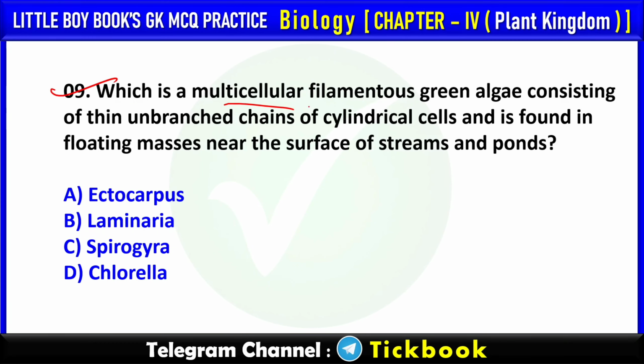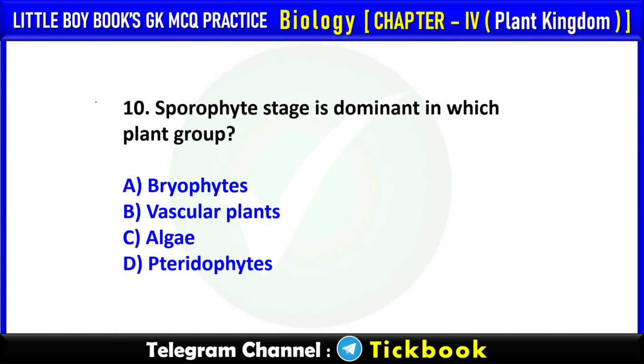Question number 9. Which is a multicellular filamentous green algae consisting of thin unbranched chain of cylindrical cells and is found in the floating masses near the surface of streams and ponds? Option number C. Spirogyra. Question number 10. Sporophyte stage is dominant in which plant group? Option number B. Vascular plants.